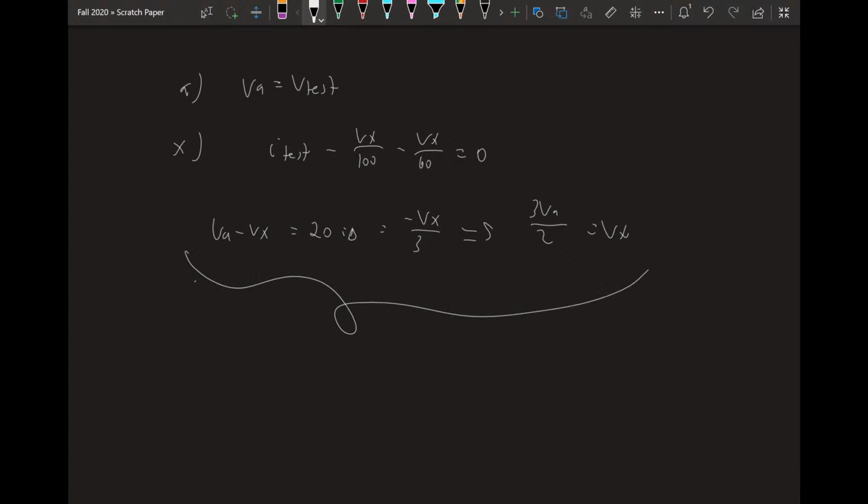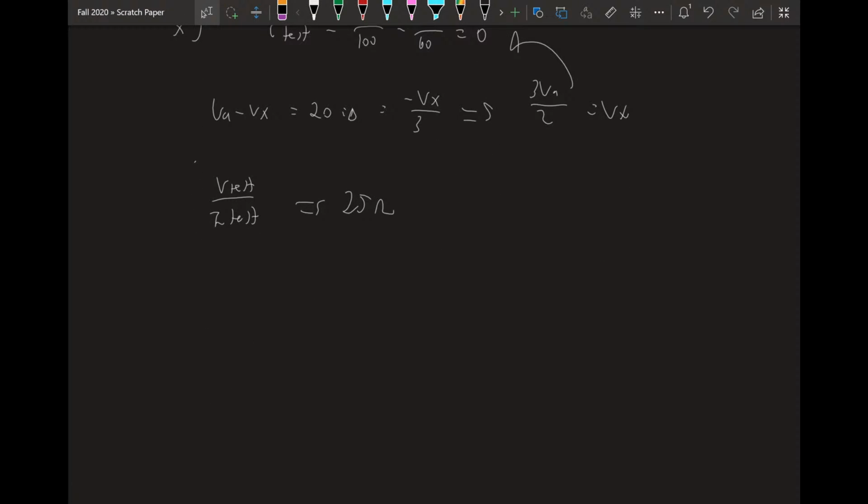We found this equation to try and relate VA and Vx. So when we plug this into this equation over here, and then we solve for V test over I test, because VA equals V test, we're eventually going to get that V test over I test is 25 ohms. Okay, so we found R Thevenin, and we know that V Thevenin is 0.